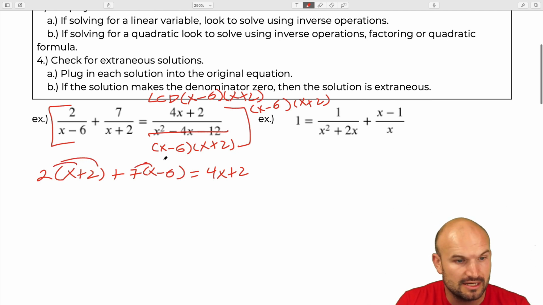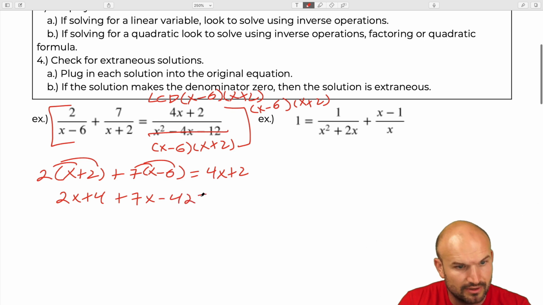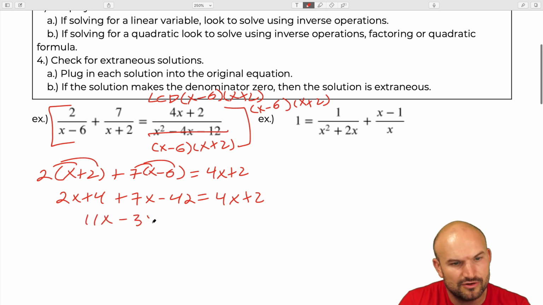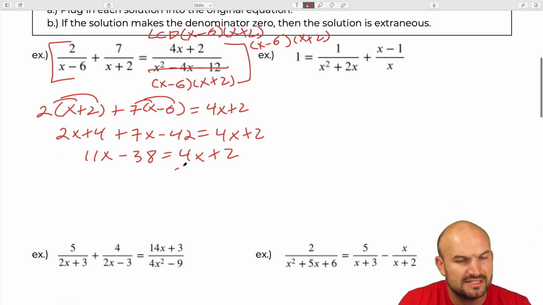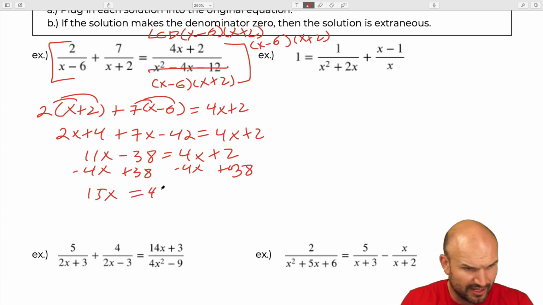So I'll go ahead and apply some distributive property. So 2x plus 4 plus 7x minus 42 equals 4x plus 2. Combine my like terms here. That's going to be 11x minus 38 equals 4x plus 2. We could subtract 4x on both sides. You can add 38 on both sides. And therefore that becomes 15x equals 40?